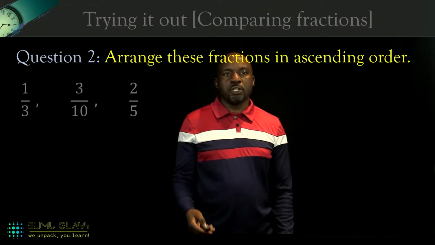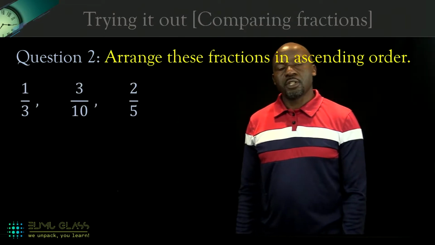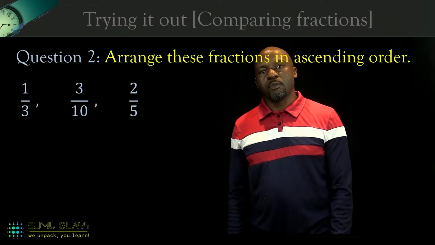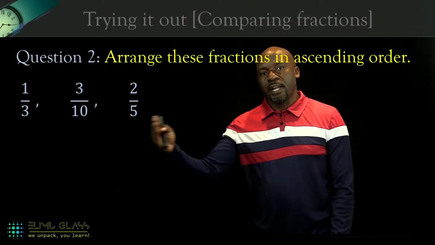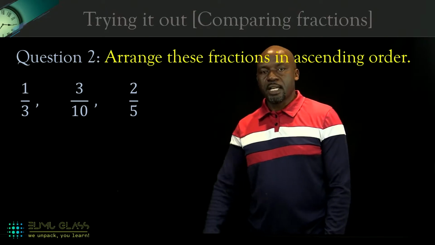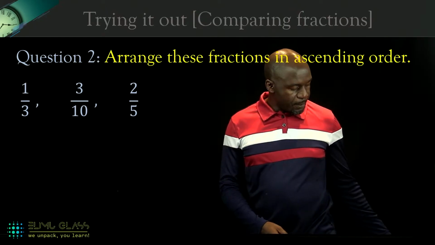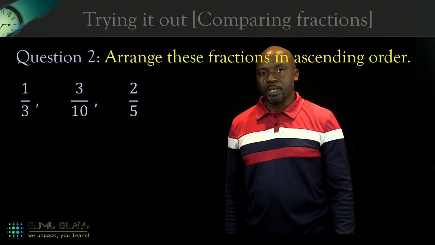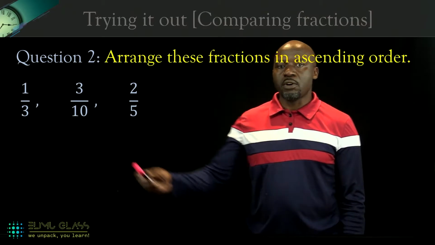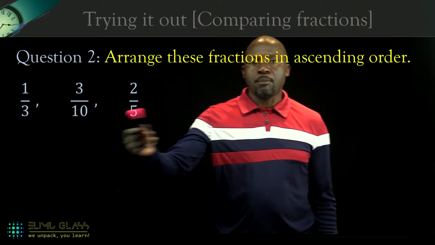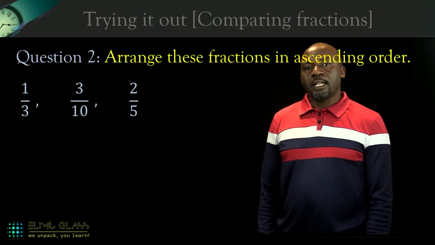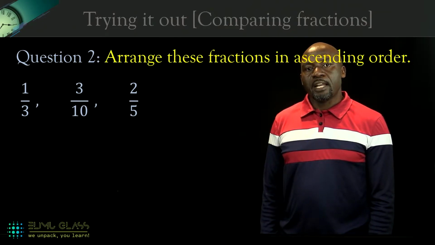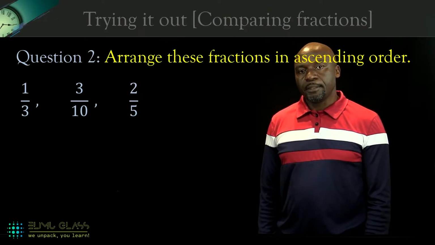So the first question there, we have 3 fractions. The question is which one is the smallest and which one is the largest. So arrange them so that the smallest come first and the largest come last. Now we say there are 2 ways of doing this. In a case like this, we know that we can find the LCM of the 3 denominators, and if you check carefully, the LCM of 3, 10, and 5 is going to be 30.